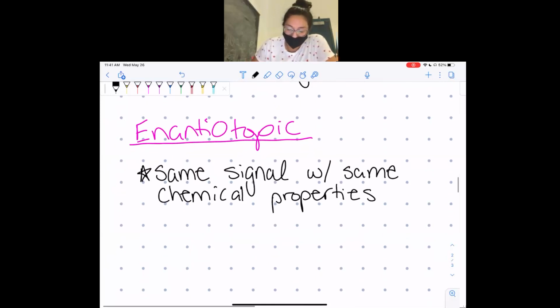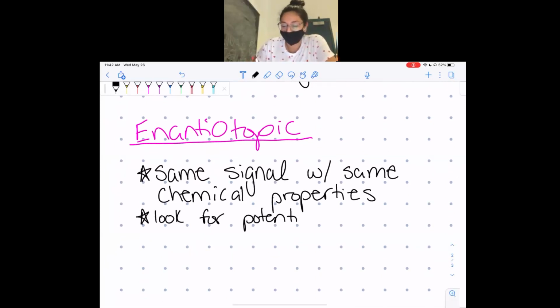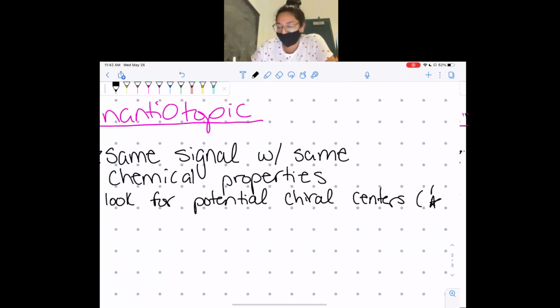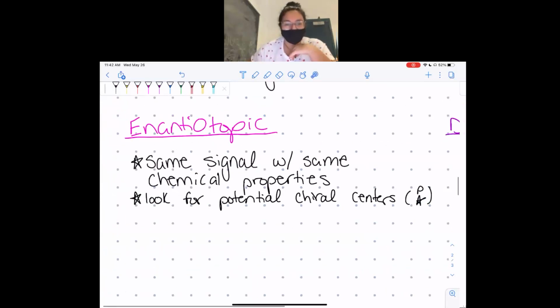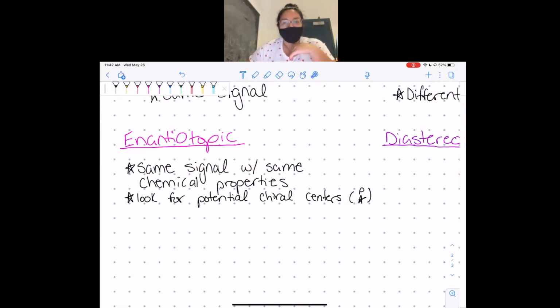and what we need to look out for is potential chiral centers, which I denote like that because in Orgo 1, chiral centers were denoted with just a star. But if it's a potential chiral center, I like to give it a star and a P on top. We can go over exactly what that means in a second.